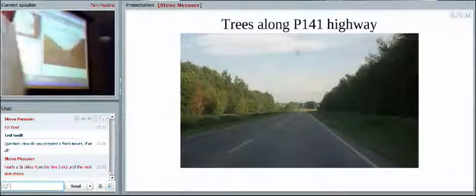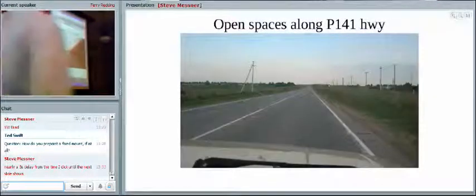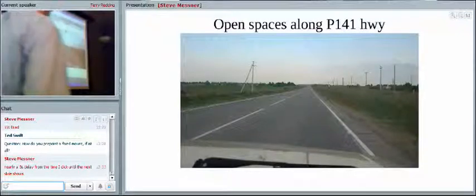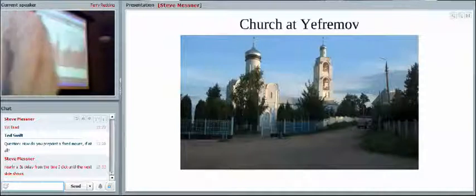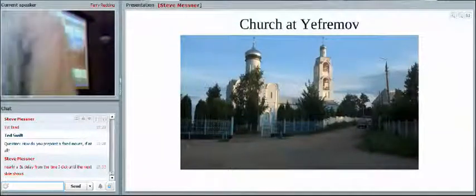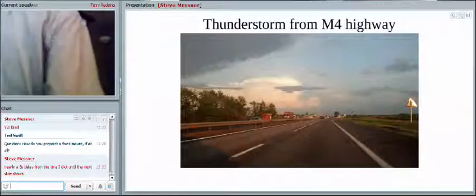And this just shows driving in that country, sort of like driving in the Midwest here, with lots of open country. You see open spaces there. It's increasing farmland as you go south. And this is churches at one of the cities we drove through. Next.